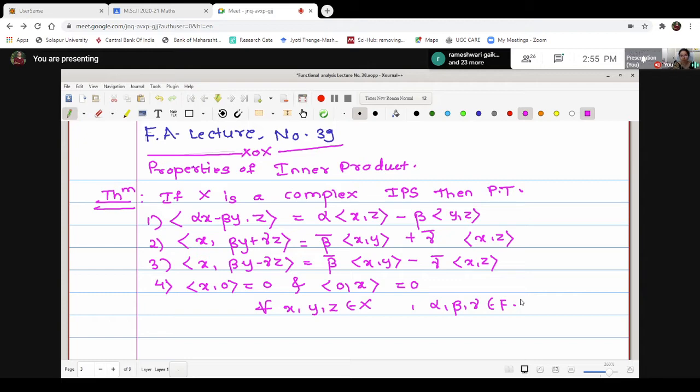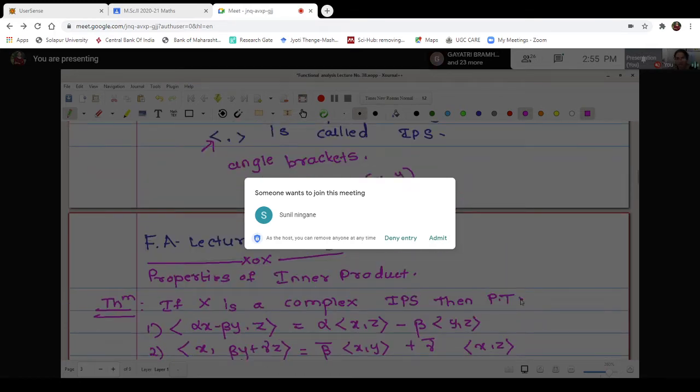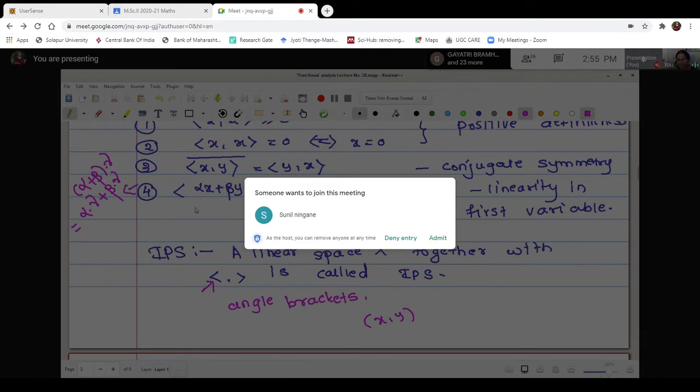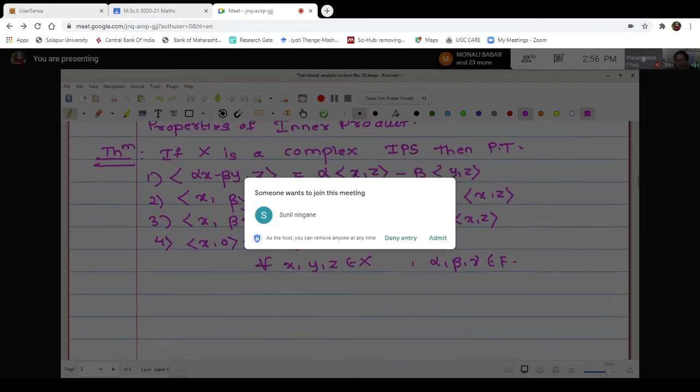Okay, before going to prove these properties of the inner product spaces, we will just recall the property we have seen in the definition itself. What is the property we have seen? Inner product of alpha x plus beta y along with z is alpha times inner product x with z plus beta times inner product y with z. Therefore this property is in our hand. Using this property we will prove all the 4 properties given in the theorem. Okay, so let us start the proof of the theorem.